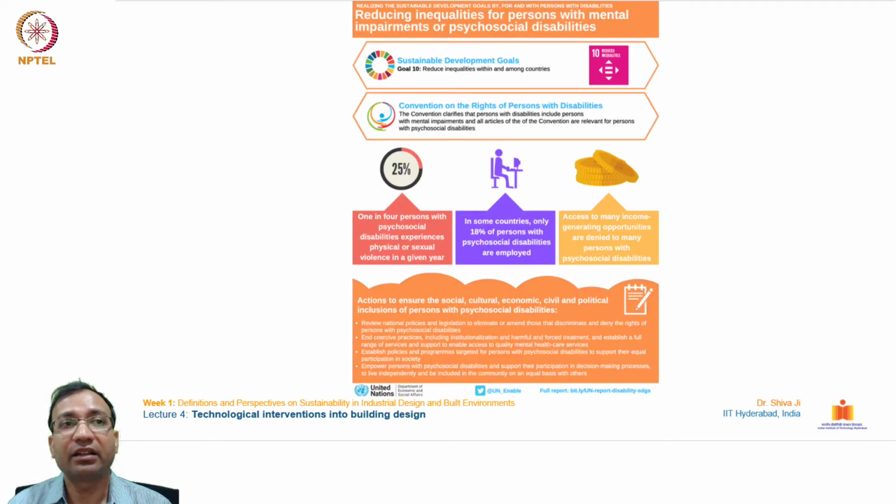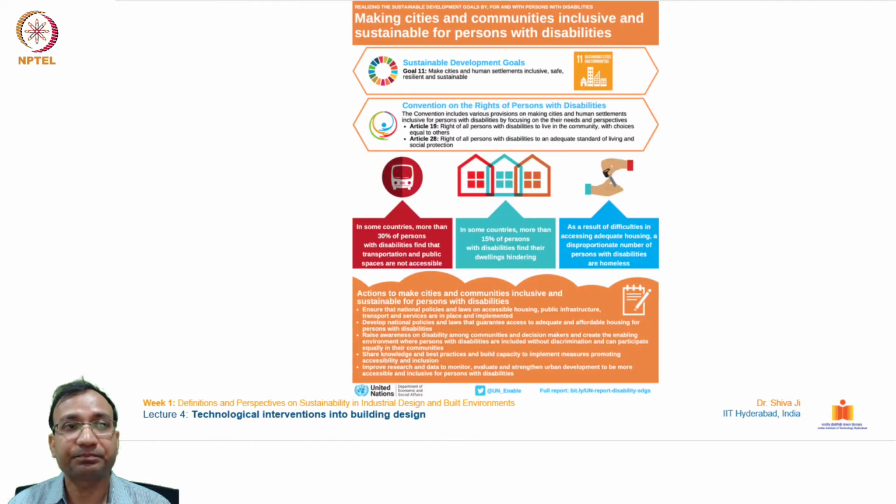Next in this line, this talks about Sustainable Development Goal 10. It talks about equalized opportunities. So persons from this section must also be given equalized opportunities. Next in line, this talks about the Convention on the Rights of Persons with Disabilities. Article 19 talks about the right of all persons with disabilities to live in the community with choices equal to others. Article 28 talks about the right of all persons with disabilities to an adequate standard of living and social protection.